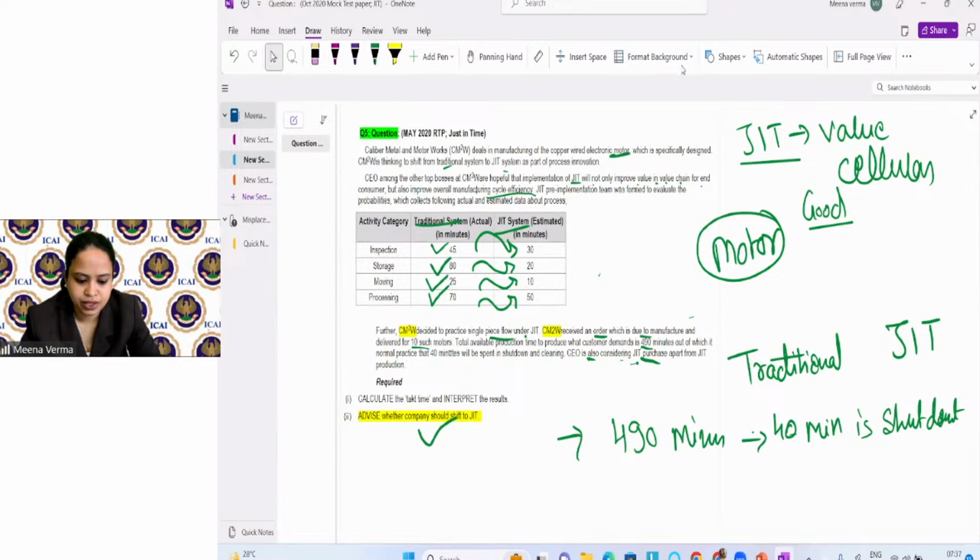Tell me, is it okay to implement just-in-time system here?